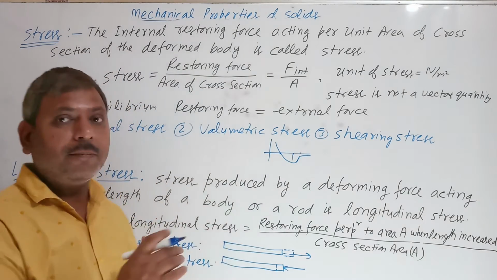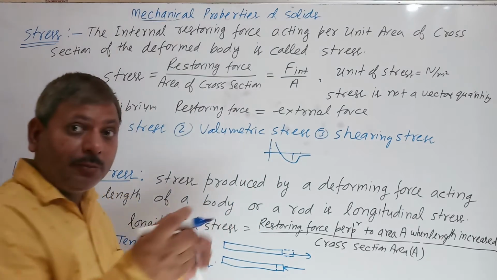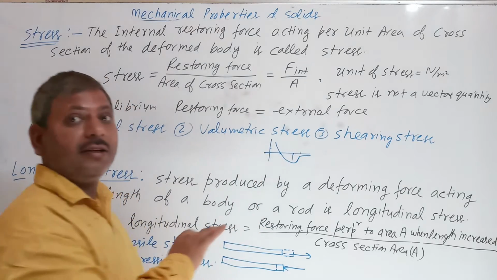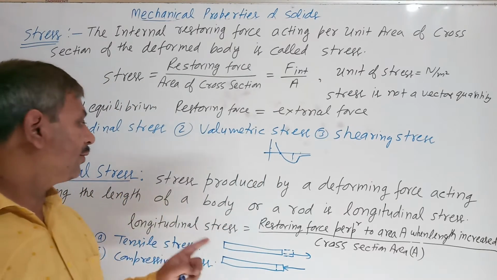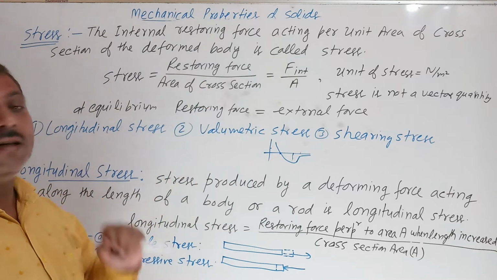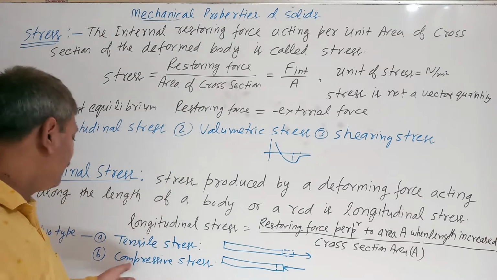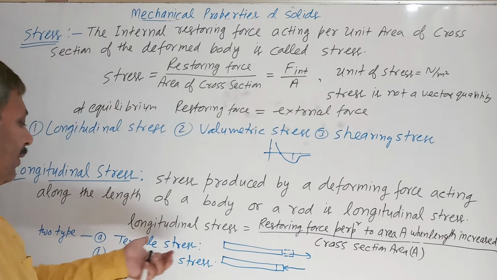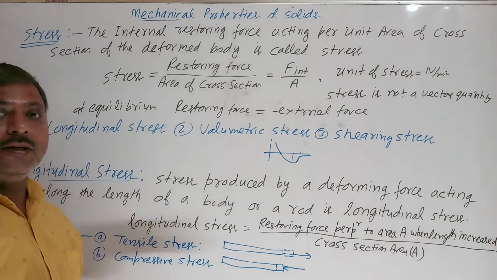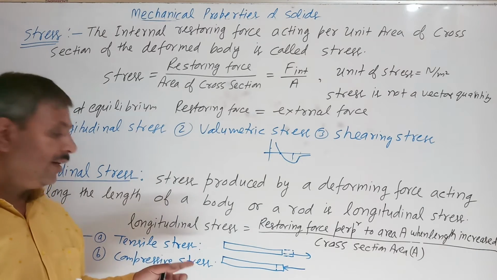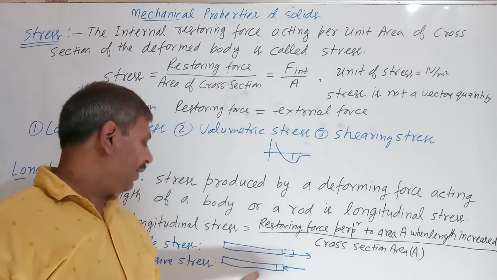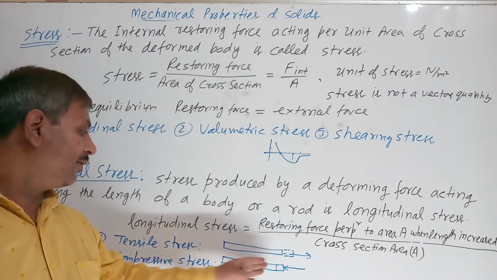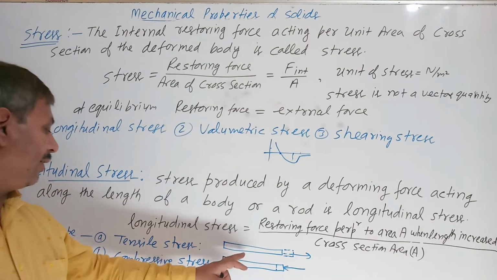When a compressive force is applied, the distance between molecules and atoms decreases. At that time, the repulsion force increases. So due to that repulsion force, the internal restoring force per unit area is called compressive stress. So longitudinal stress can be divided into two parts: tensile stress and compressive stress. Tensile stress is when length increases, and compressive stress is when we apply force such that length decreases.